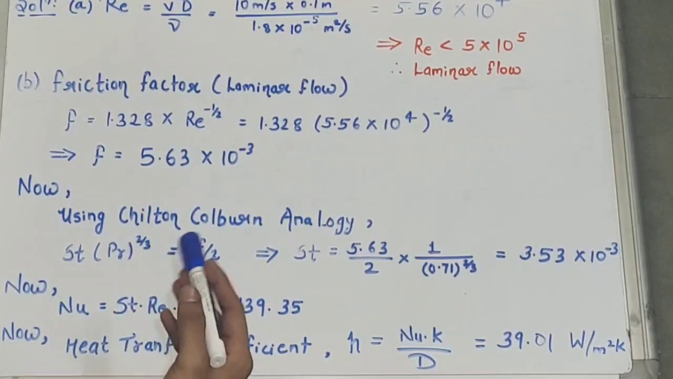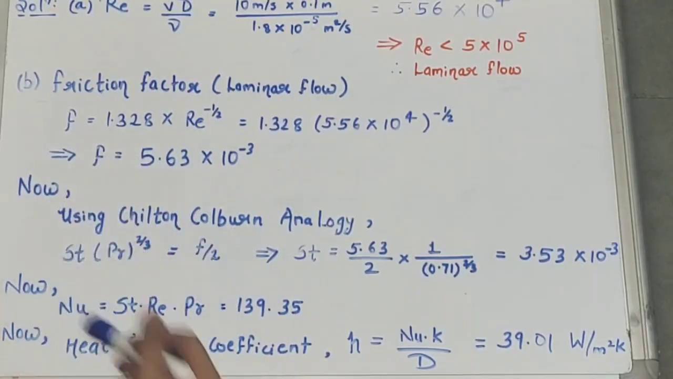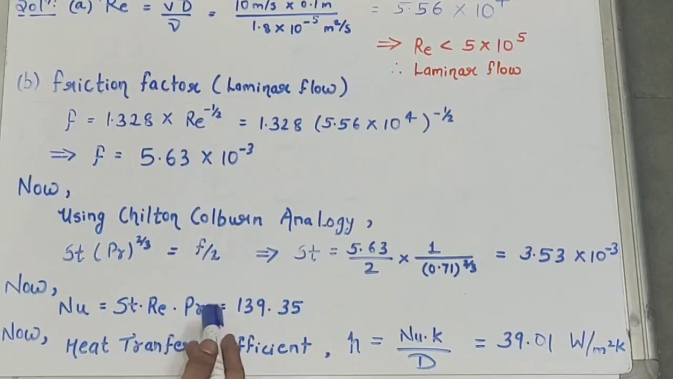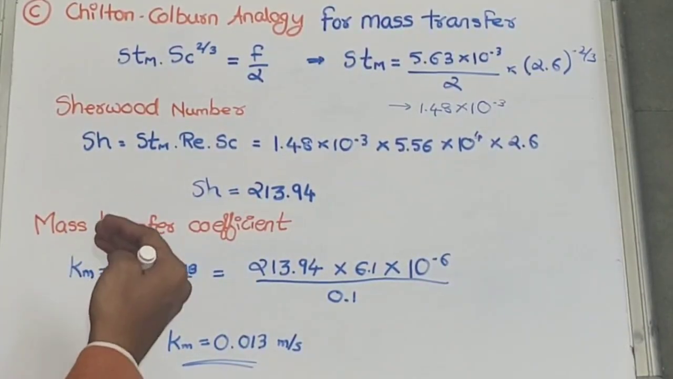Now the question becomes more easy. We need to find heat transfer coefficient. For that, formula is already given, Nu K by D, where K is thermal conductivity. Here we just need to substitute all the values we have just found. Nusselt number we have calculated to be 139.35. Thermal conductivity is given in the question and D is the diameter. Substituting these values, we get heat transfer coefficient as 39.01 watt per meter square Kelvin. So we have solved part A and part B of the question.